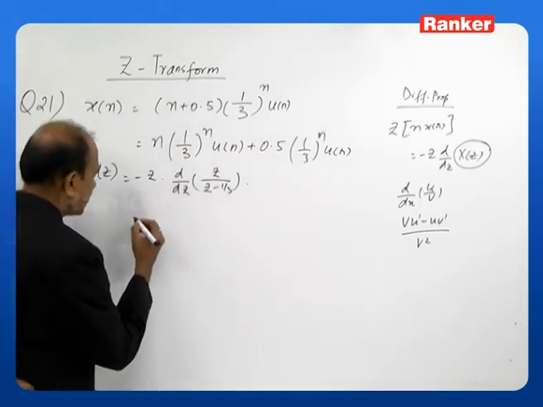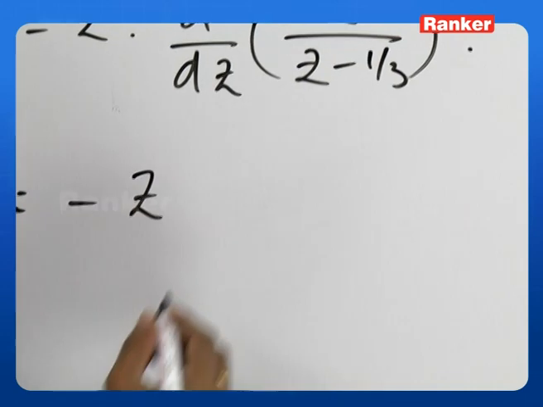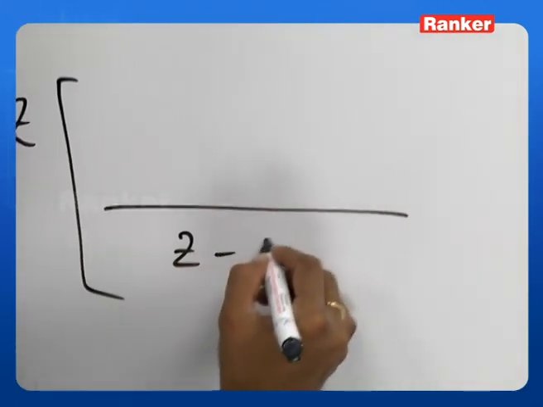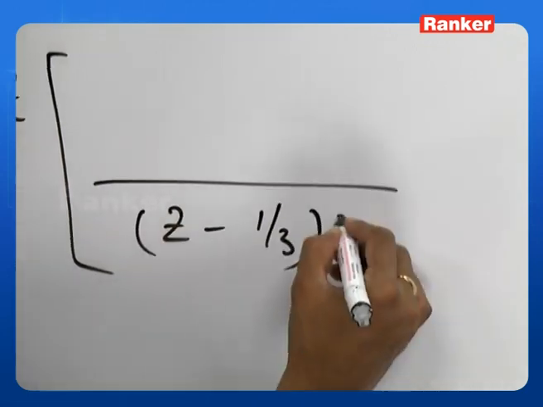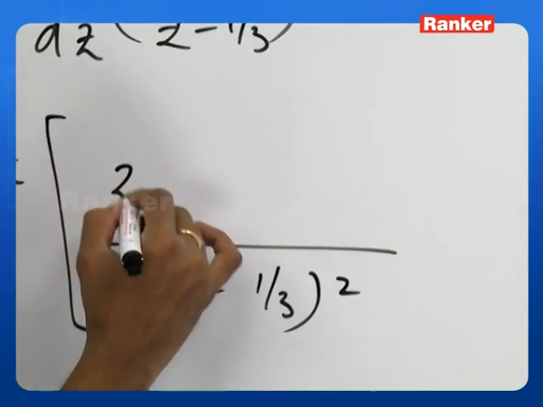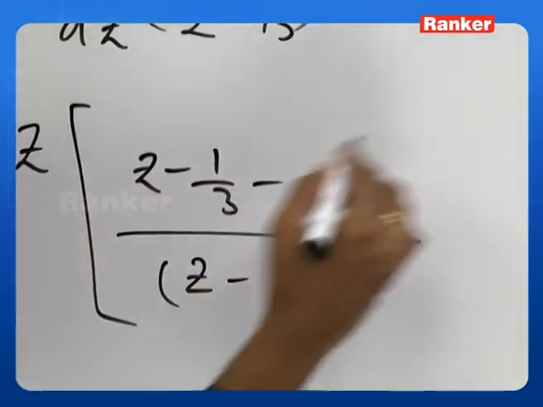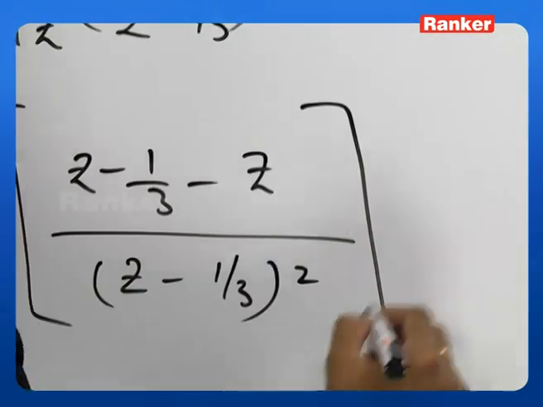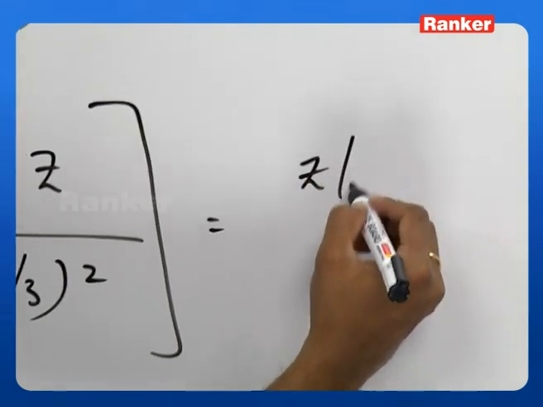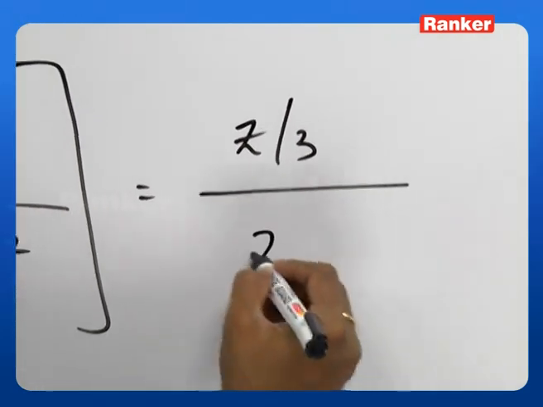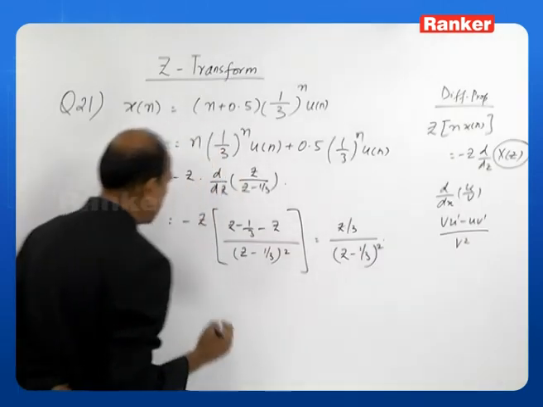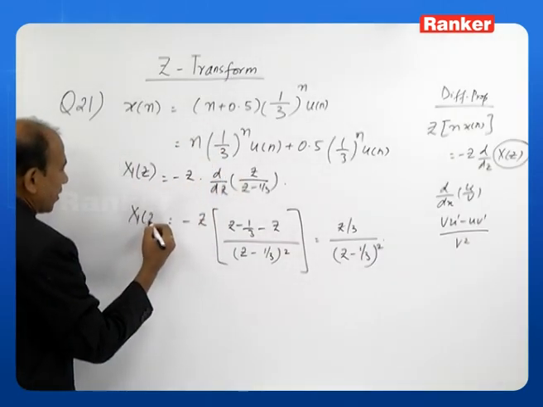So what I'll do is I can write this here, and this will be equal to, this is (z minus 1 by 3) whole square. Okay, that will be (z minus 1 by 3) using that formula, minus z. So this will be equal to z by 3 by (z minus 1 by 3) whole square. So this is our x1 of z now.